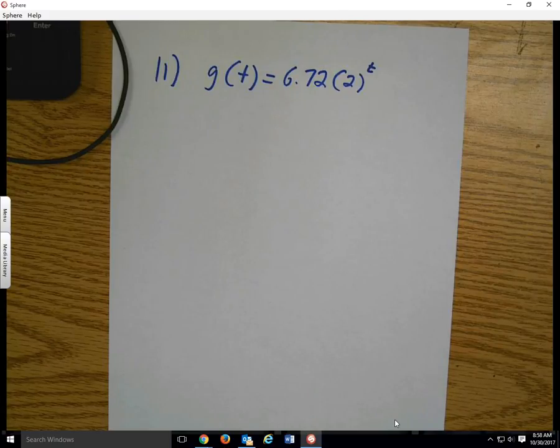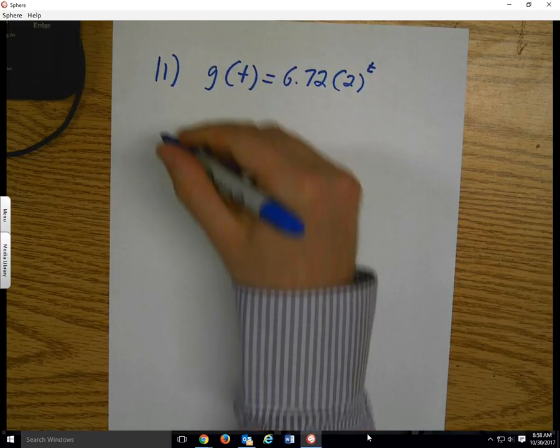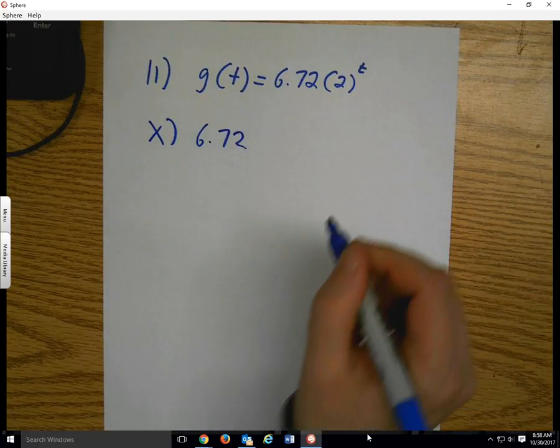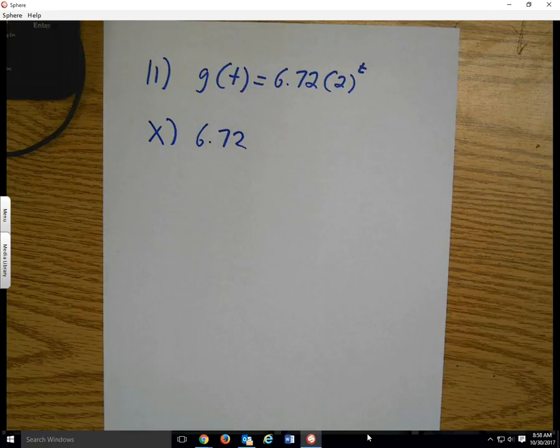Okay, so thank you. What can you point out on number 11? Which one of those would be the initial amount? Yeah. So the initial amount would be the 6.72. And then, this one's kind of interesting, it's asking for the growth rate as a percentage. But on number 11, so what is the growth rate?